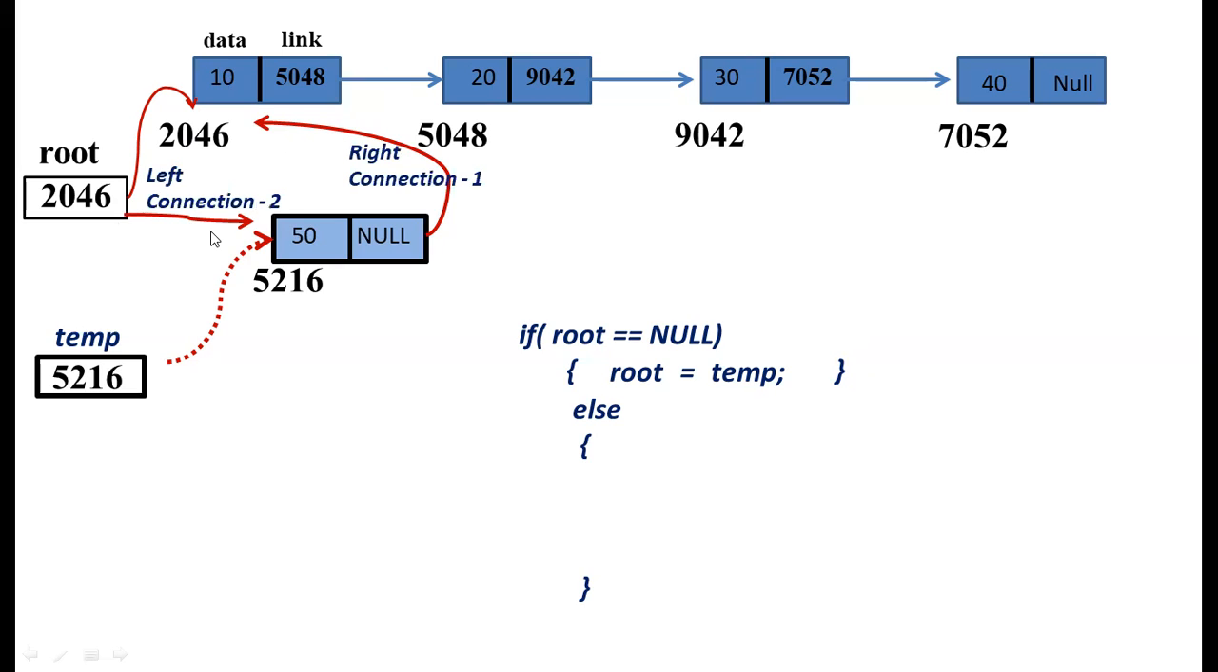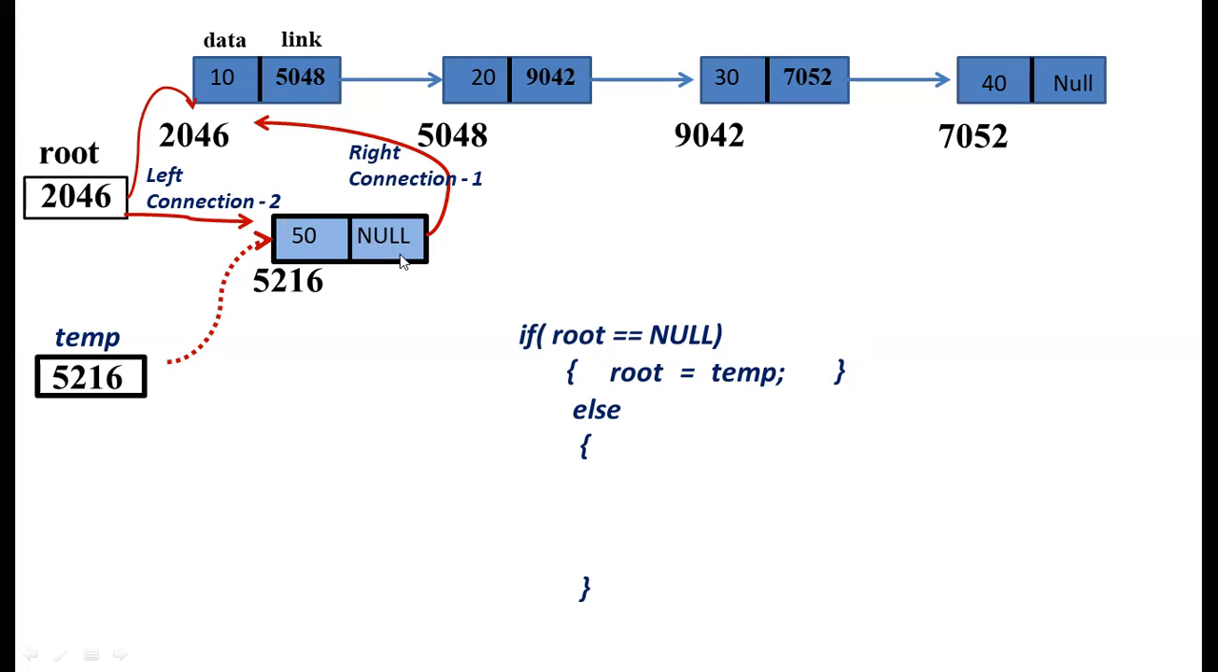So how to perform the first connection? How do we store 2046 into this location? What is 2046? The 2046 value is the root value. So the root value we are storing into this particular location.